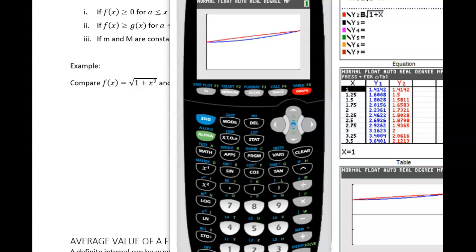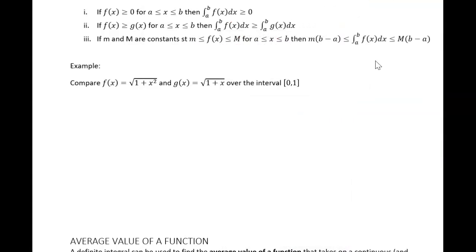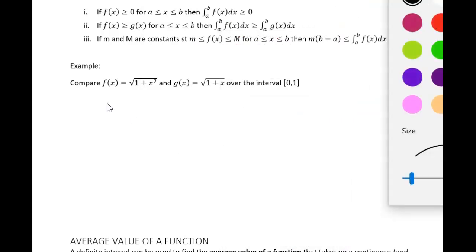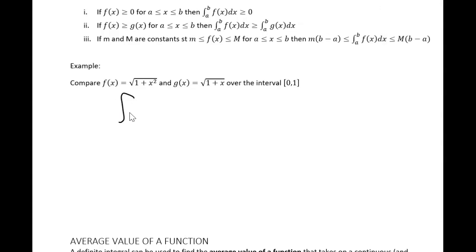So what we would say, according to the comparison, and this is without calculating any sort of integral or doing any sort of integration, we can be confident to say from 0 to 1 that the integral of g of x dx is greater than or equal to the integral from 0 to 1 of f of x dx.